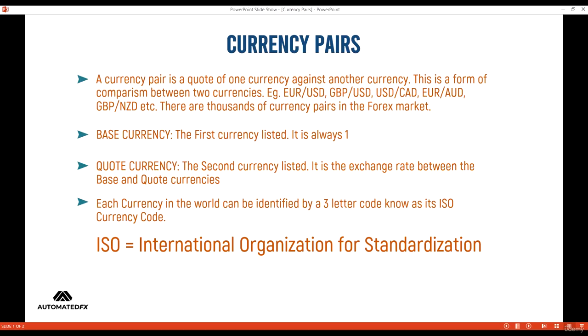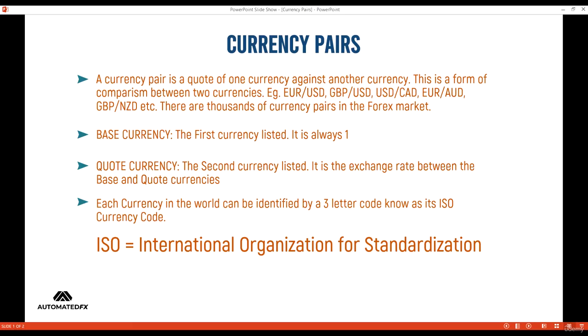Everyone, and welcome back. In this lecture, we're going to be learning about currency pairs in forex trading. So, what are currency pairs? A currency pair is basically a quote of one currency against another currency. This is a form of comparison between two currencies.